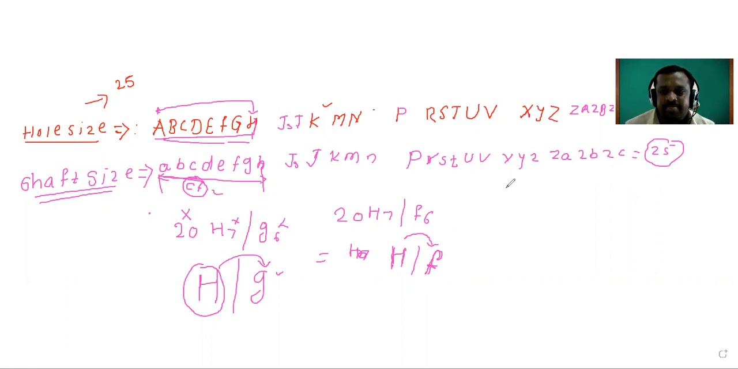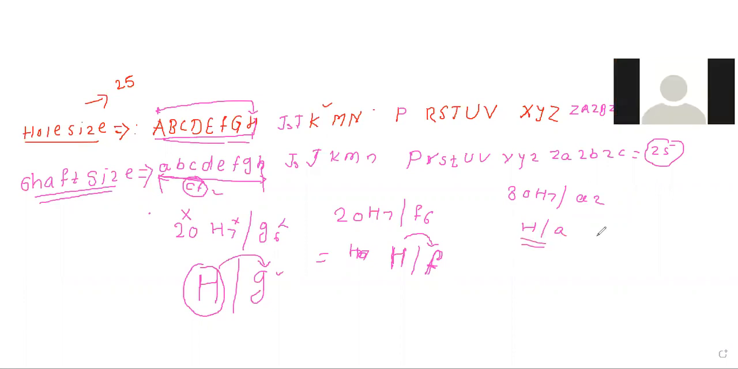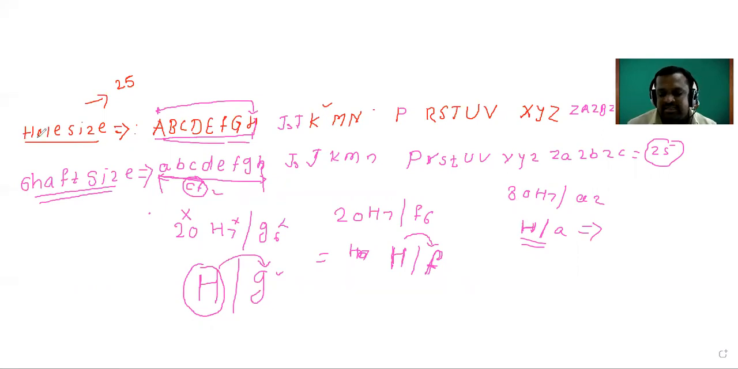Okay, then tell me 30 H7/a. Then tell me what is the fit here? Which fit is here? Clearance. Why is it clearance fit? Because of small a. Why is it clearance fit? Capital letter H is in between A and H. Correct. See here, this capital letter H lies between A to H, so to check the fit we have to go to this side.